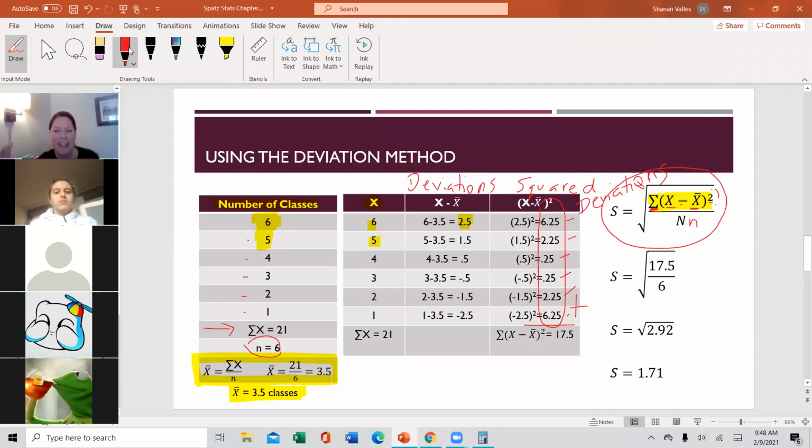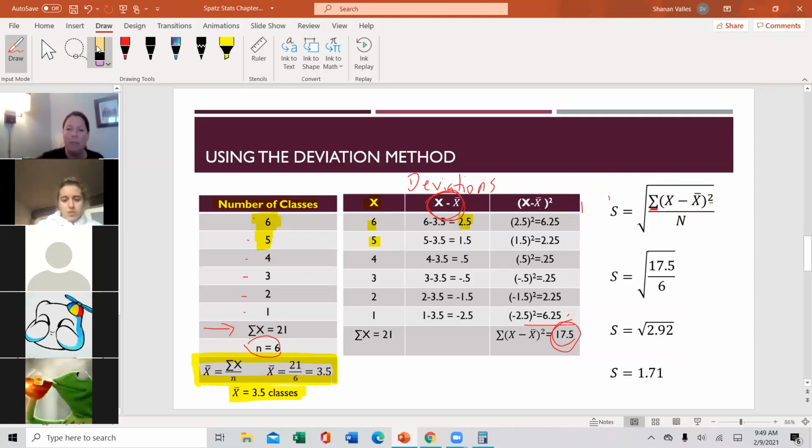So right there, those are deviations, when we're taking away from this column right here, when we're subtracting the mean from our data points, or our x's. Those are our deviations. And then when we square them, those are our squared deviations. All right, so moving on. We got 17.5 right here from adding up all of our squared deviations. And that number plugs in right here.